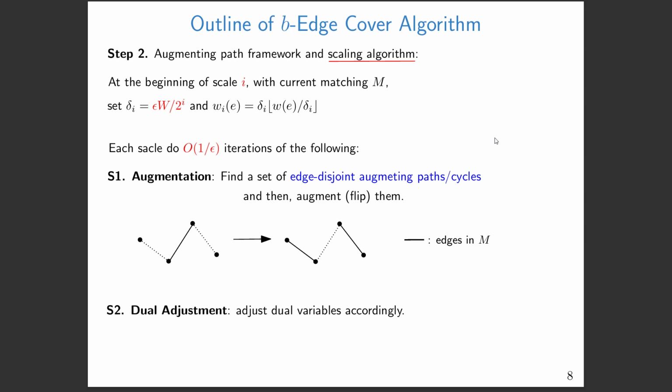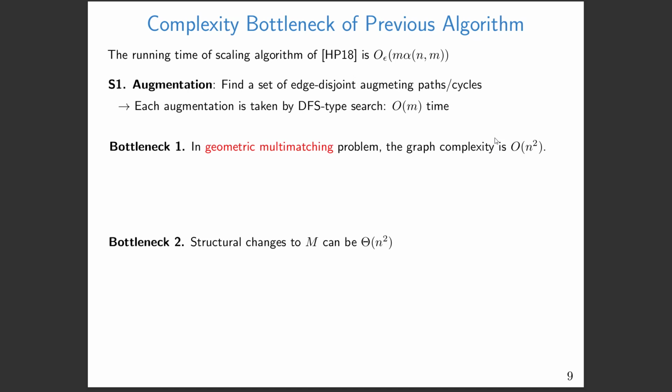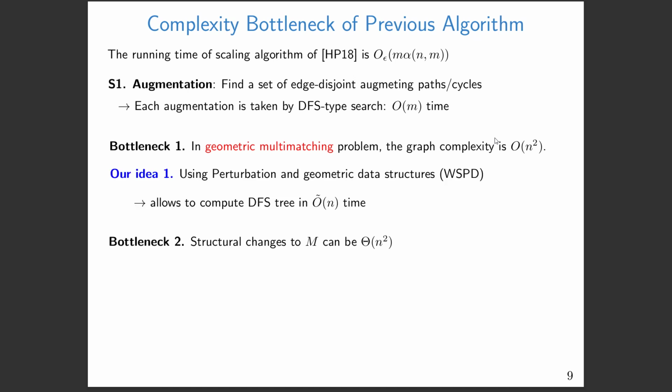So this is quite efficient for the graph version, but in our multi-matching problem, there are some complexity issues. The first issue is that in the augmentation work, they run a DFS-type search. This takes linear time in the number of graph edges. But the problem is that in the geometric multi-matching version, the graph complexity becomes n-squared. So this is worse complexity. To resolve this, we design geometric tools to allow us to compute a DFS tree running in near linear time.